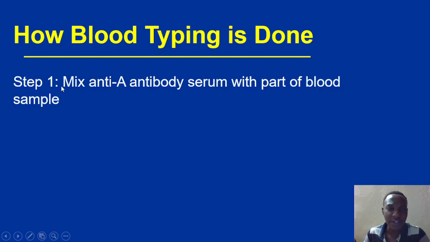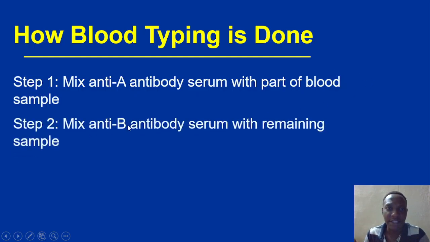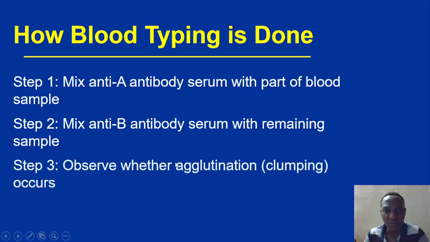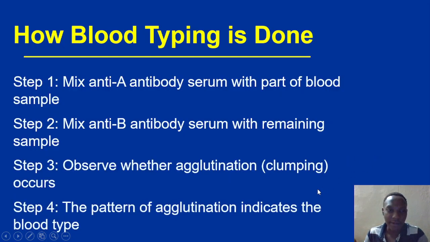Here, the first step: mix anti-A antibody serum with part of the blood sample. Second step: mix anti-B antibody serum with the remaining sample. Third step: observe whether agglutination, or clumping, occurs. The last step: the pattern of agglutination indicates the kind of blood type. So that's how you can tell the kinds of blood groups by simply carrying out these steps.